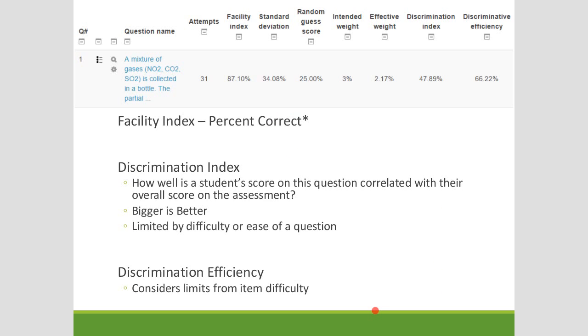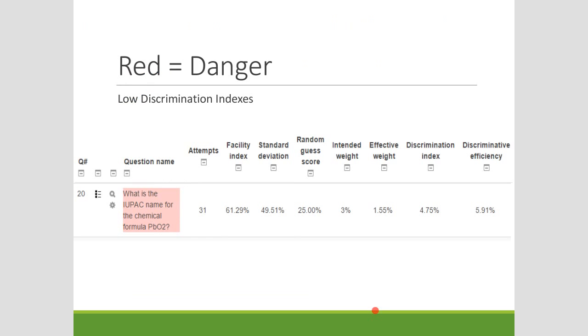So one of the things that you hopefully don't see in your report, but very frequently you do see, is a question name that's highlighted in red like this one. What that means is that your discrimination index is very low, I believe under 10%, or possibly negative.